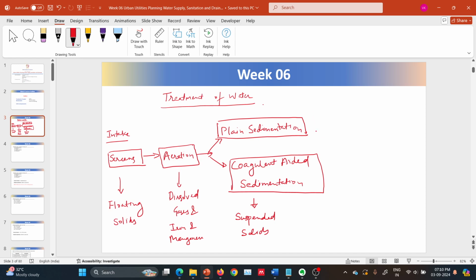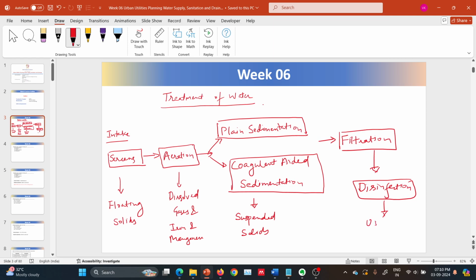And after this, we can go for filtration, because filtration can remove small colloidal solids. Filtration will remove small colloidal particles, and after filtration, we can go for disinfection. Disinfection will kill the microorganisms, and then we can further use the water.